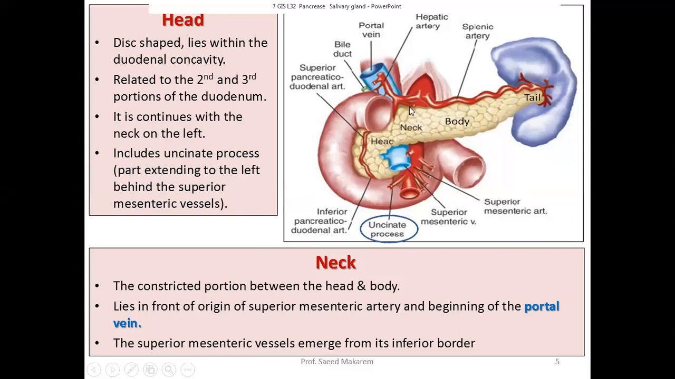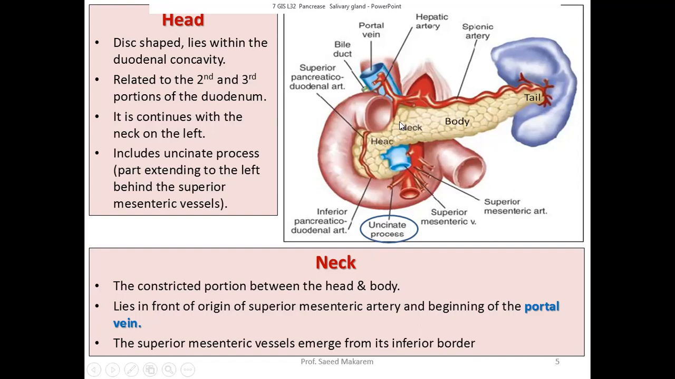Then we have the neck. So this is the neck here. It is the constricted portion between the head and the body, connecting the head and the body, and lies in front of the origin of the superior mesenteric artery and the beginning of the portal vein. If you see here, the neck is present just in front of the superior mesenteric artery and the vein. The uncinate process is behind the superior mesenteric artery and vein, but the neck is in front of them. As well as, if you see the portal vein here, it is also in front of the portal vein.